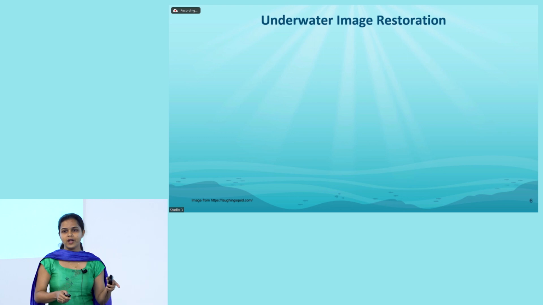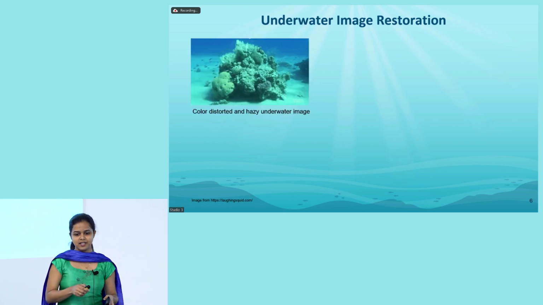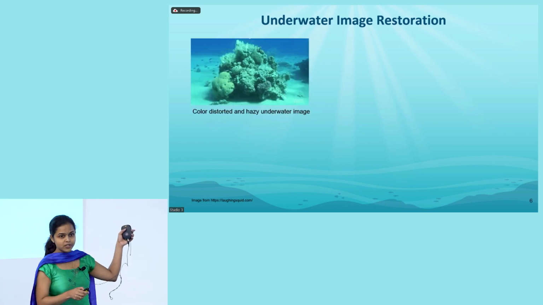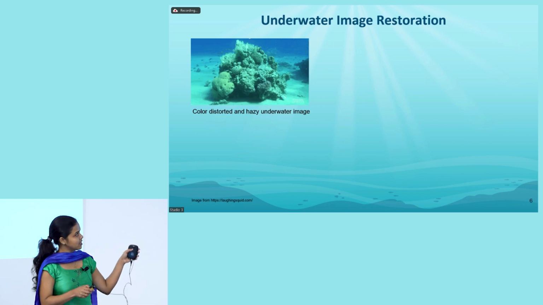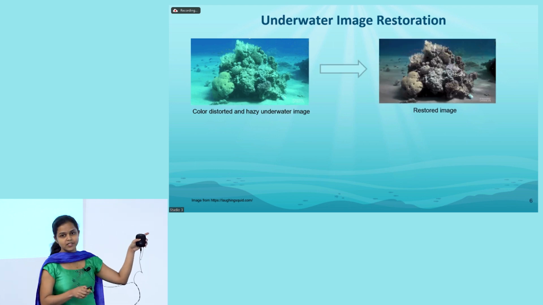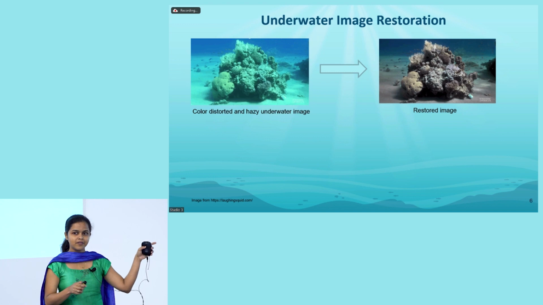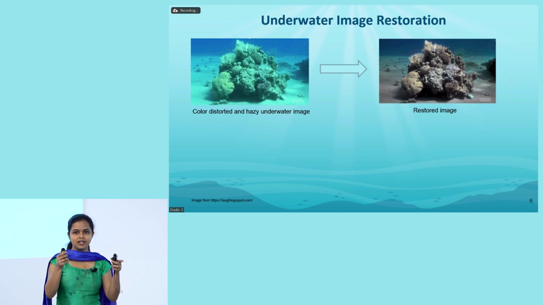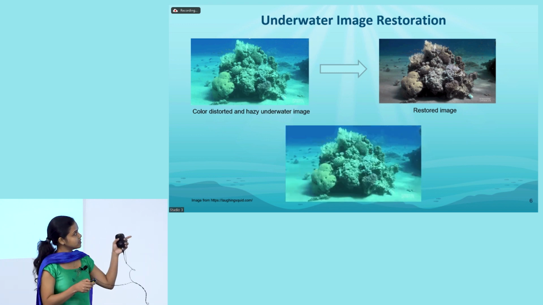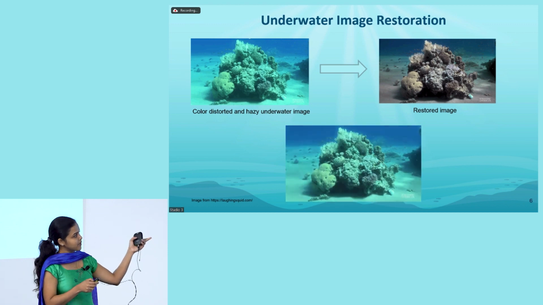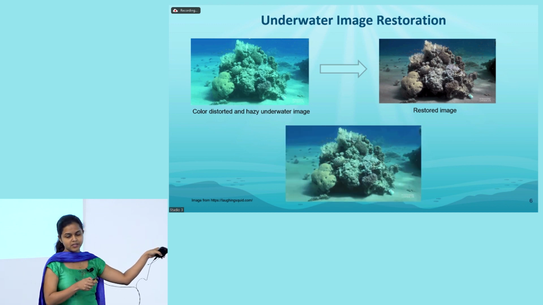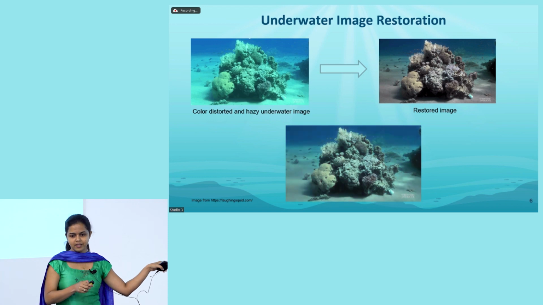So, we have to go for underwater image restoration. Say we have a color distorted and hazy underwater image. From that we have to find the restored image. The restored image will have all the colors restored back. So, the process is, from the hazy underwater image we have to find the restored image. This is one of the outputs from my method.